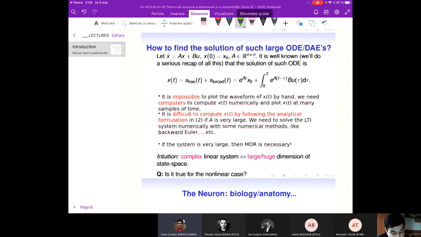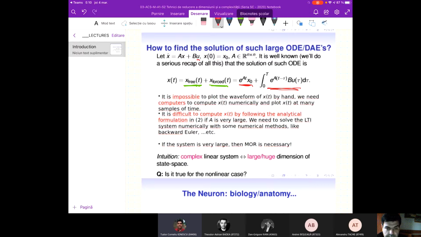So the solution of such an ordinary differential equation is of this form: x of t is x free, or x general of t, plus x forced of t, because this one depends on u. This is the free term, the solution of x dot equals Ax, and this is the solution with respect to the exogenous influence, the influence of the input u over this equation. So it's impossible to plot this waveform of x of t by hand.